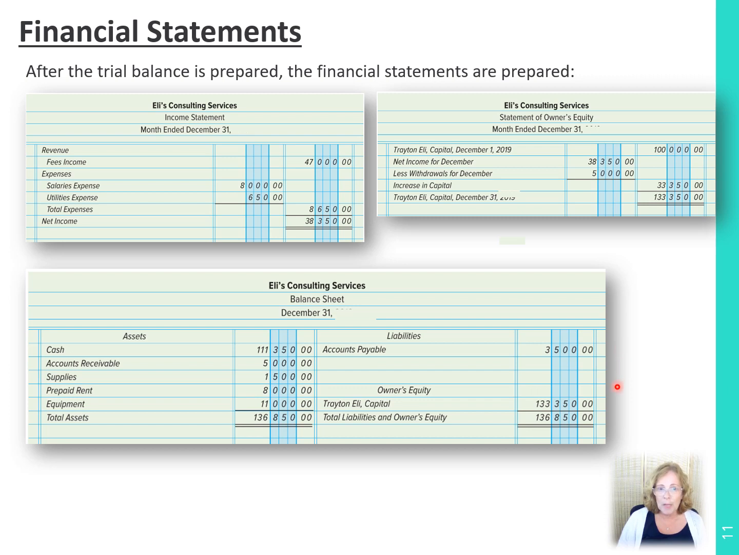We then list owner's equity, another form of liability that the business has. And we enter Trayton Eli's ending capital balance, the $133,350, which we got from the statement of owner's equity, for a total of $136,850. And we again see that our accounting equation of assets equals liabilities and owner's equity still holds true. $136,850 on one side and $136,850 on the other side.